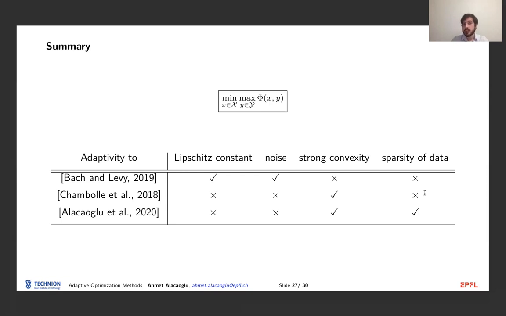It does not exist now, and these are the current adaptive approaches that we have for min-max problems.